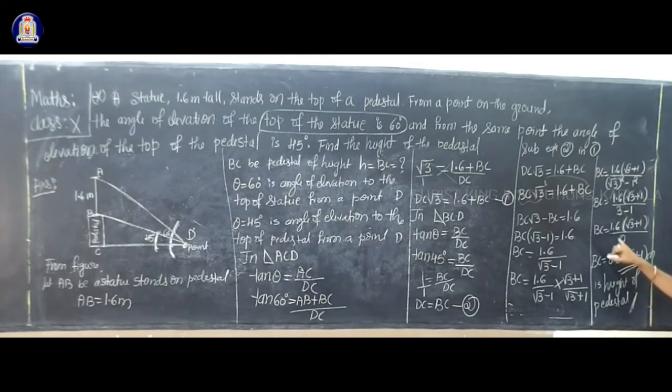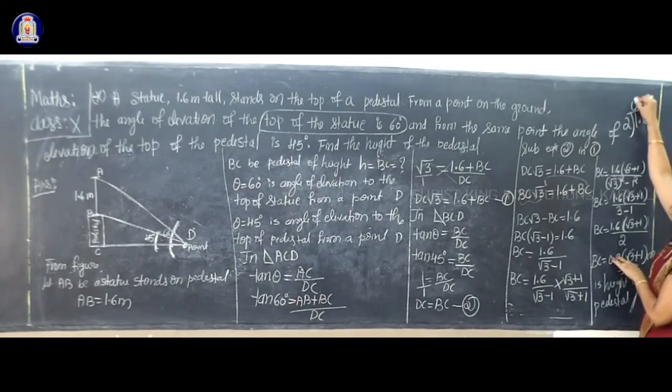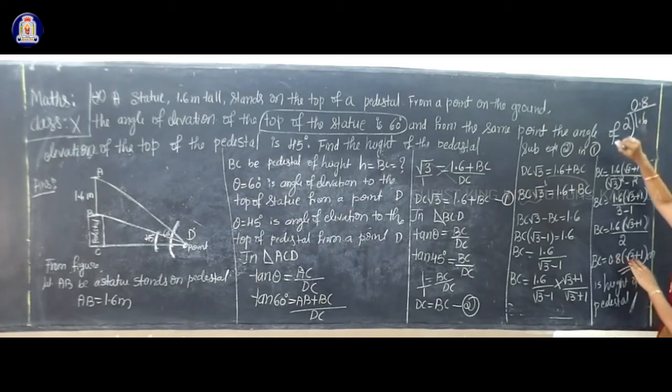Now how to divide this? How did we get 0.8? 1.6 divided by 2. So by 1 it is not possible, so 0. How much is it? 16 means 8, since 8 2s are 16. So it is equal to 0.8. 0.8 is the height of the pedestal.